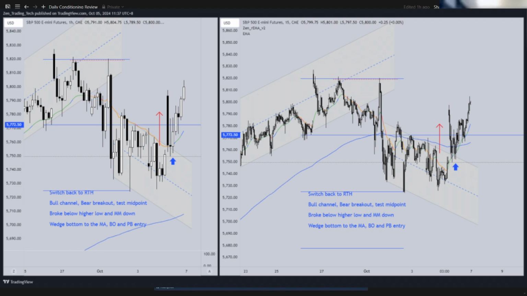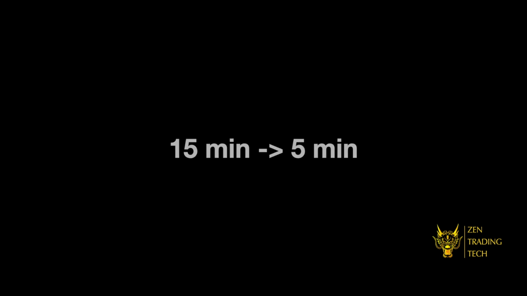We've got a bull channel, bear breakout, testing the midpoint. We broke below a higher low and measured move down. Then we've got a bear channel, and then we repeated that behavior. Basically a wedge, 1, 2, 3, broke out, pull back, and now we've got a buy signal. Now we're back to the 15-minute and the 5-minute.